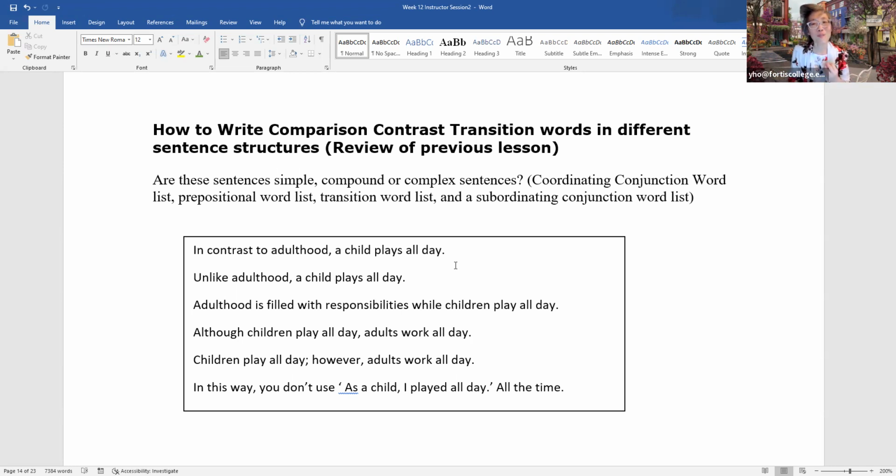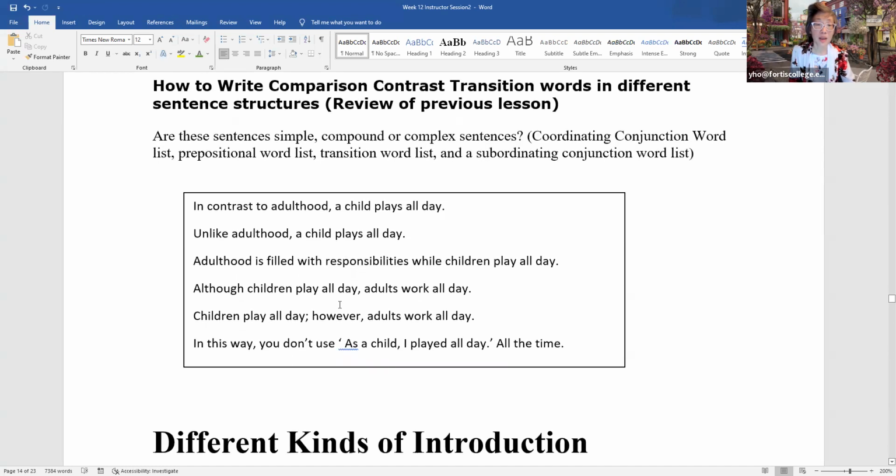So when you write your comparison contrast essay, there are many different ways of saying, as a child, I used to play all day, and as an adult, I have to work all day. So here, instead of saying as a, you could say, in contrast to adulthood, a child plays all day. Unlike adulthood, a child plays all day. Adulthood is filled with responsibilities while children play all day. Although children play all day, adults work all day. Children play all day, however, adults work all day.